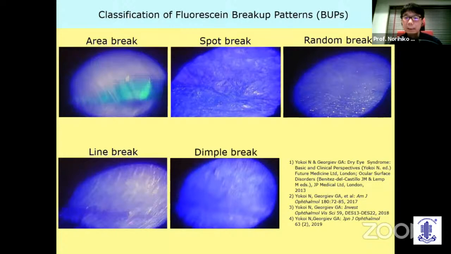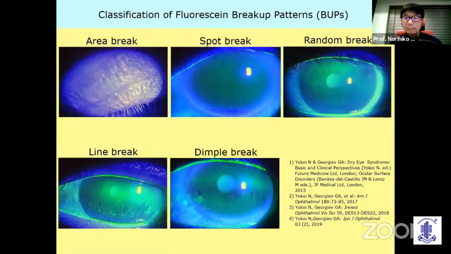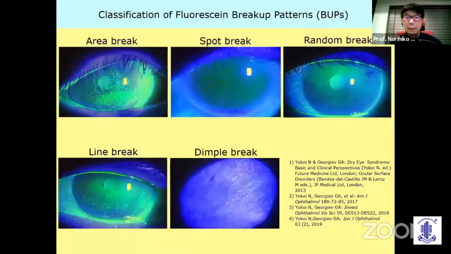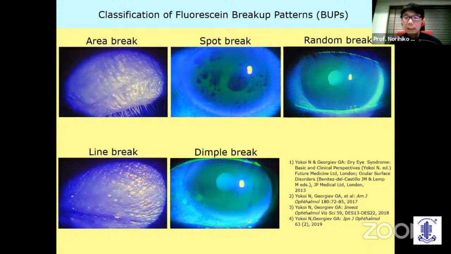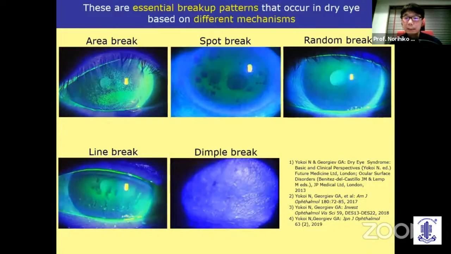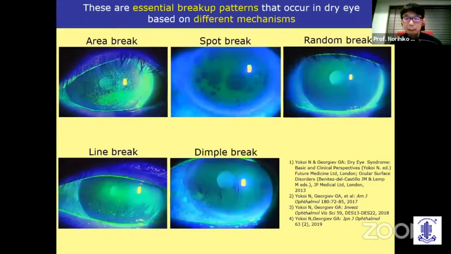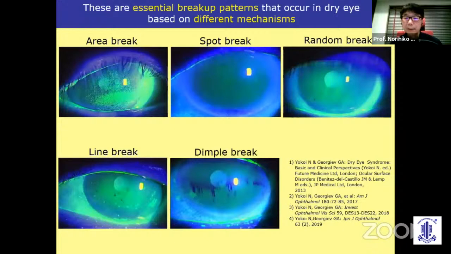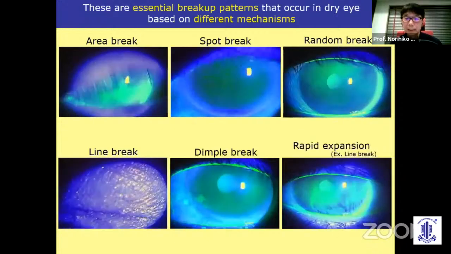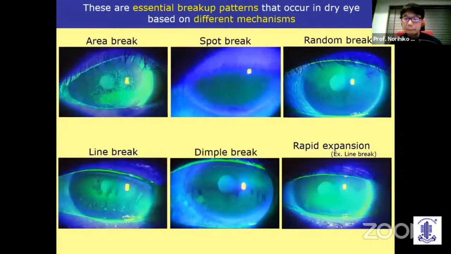This is the summary of the classification of fluorescein breakup patterns. Fluorescein breakup patterns can be classified into 5 patterns, which include area, spot, line, dimple, and random breaks. These are essential breakup patterns that occur in dry eye based on different mechanisms. In addition, rapid expansion of the breakup joined these essential breakup patterns, and here you can see a case of line break with rapid expansion.